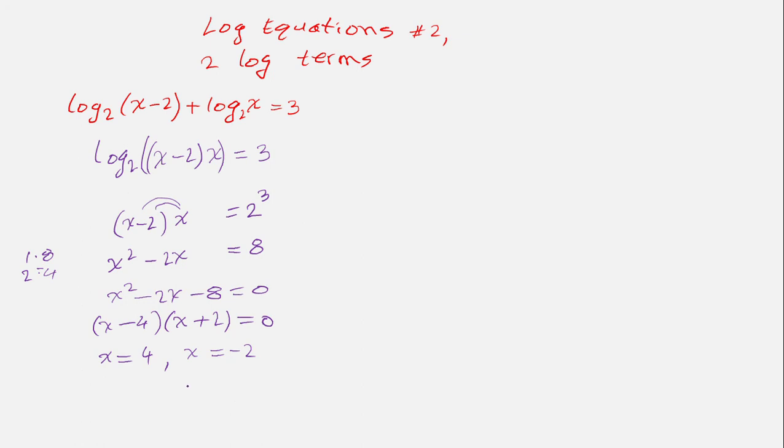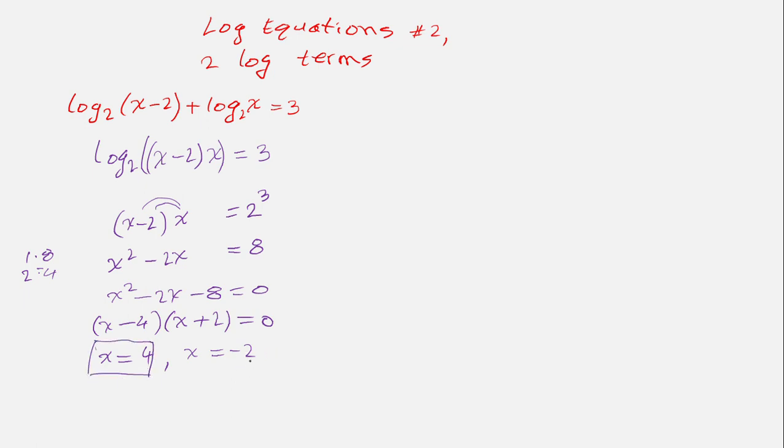Now, with logs, what we need to be careful about is whether our solutions are going to make any of the arguments a negative number, right? Actually, non-positive number. So if we use 4, put it in here, 4 minus 2 will give us a positive number, so we're good. If you put 4 here, it's already positive, so we know that 4 is actually fine.